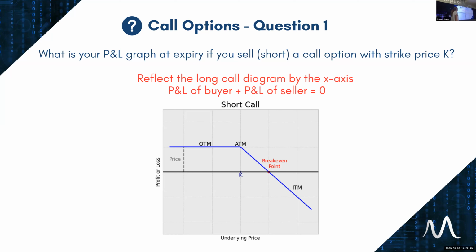Okay, so the answer is the exact same as before, but it's just going to be reflected along the x-axis. The reason for this is whenever you buy a call, when you long a call, someone is on the other side shorting the call, and your payoffs, or your profit and loss, have to add to 0. So they'll just be negatives of each other. Right? So if you're shorting a call, you want the underlying to stay low, whereas if you're long, you want the underlying to go high. Okay. Does anyone have any questions about this?